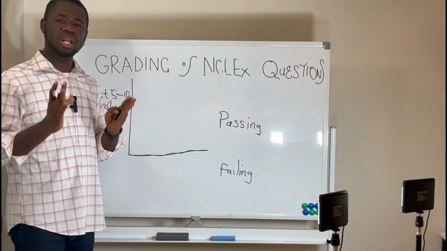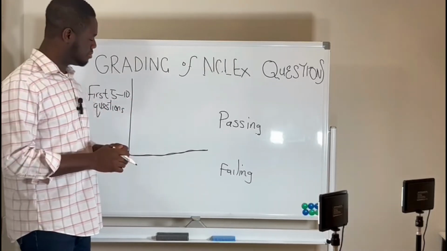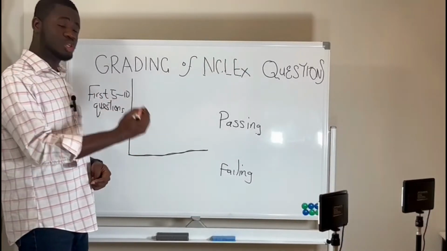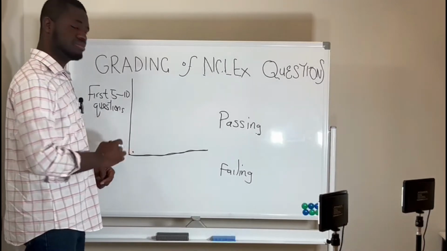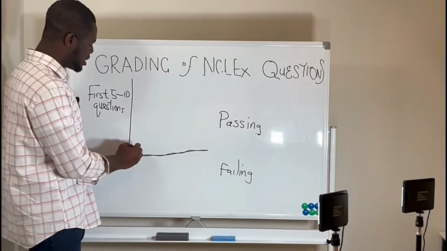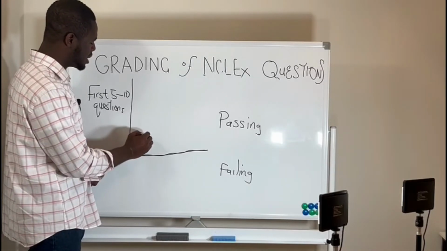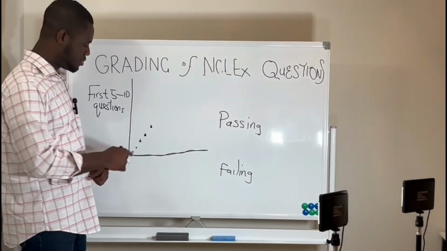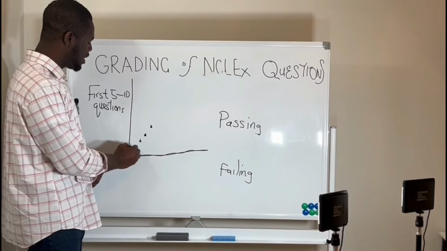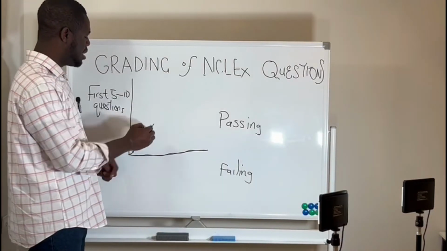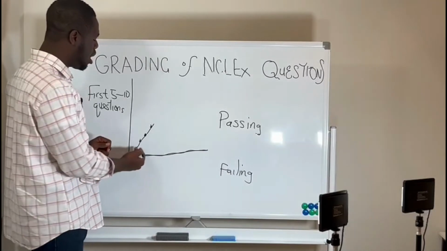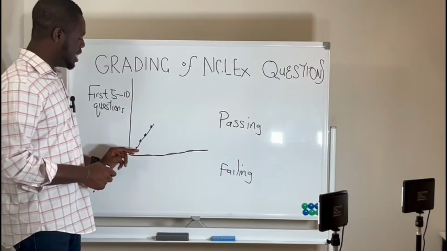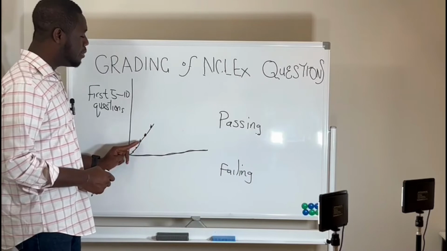I will now explain how this works. For instance, if the test taker gets the first question right, the second question right, third question right, fourth question right, fifth question right. So the computer monitors your progress, and you can see how the curve trends up. That means the test taker is passing, is above the line.